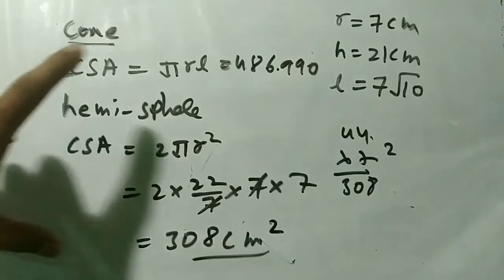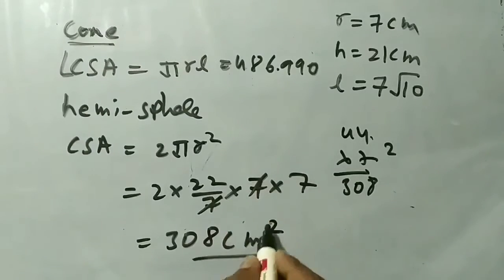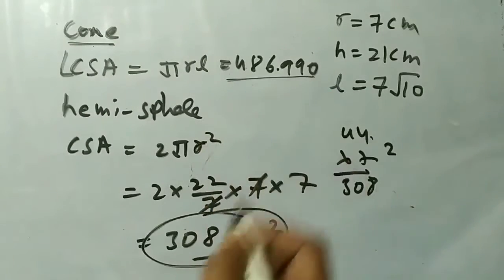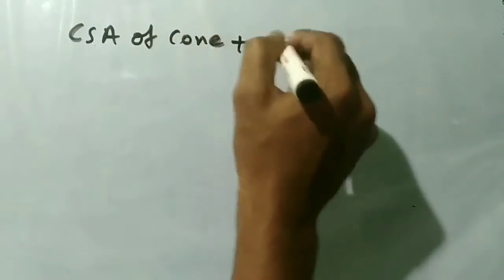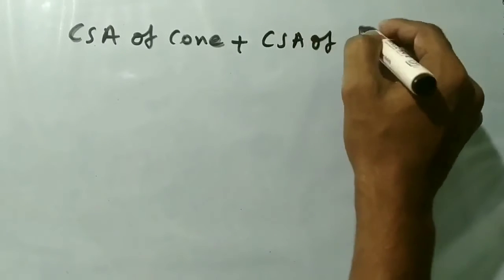the CSA of the hemisphere. Just add these values. This one and this one we have to add. So CSA of cone plus CSA of hemisphere.